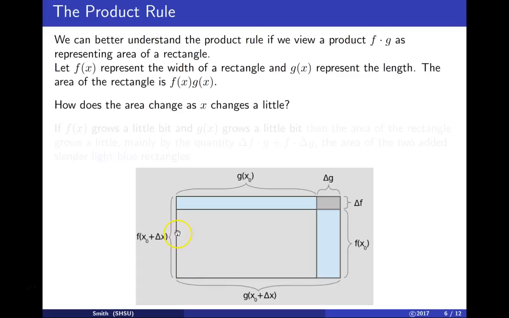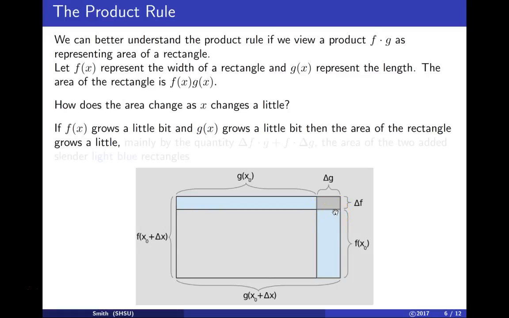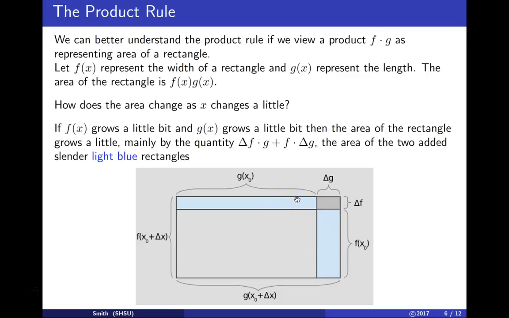If my width grows by a little bit, up here is going to be delta f, change in f, and then my length grows by a little bit. So on the right we have a slightly longer rectangle. Then the area of the rectangle grows a little bit. It grows essentially by this quantity. Approximately the two blue rectangles represent the increase in area.